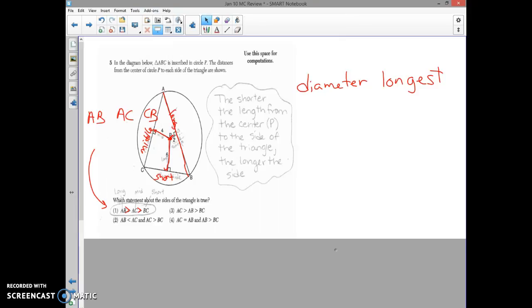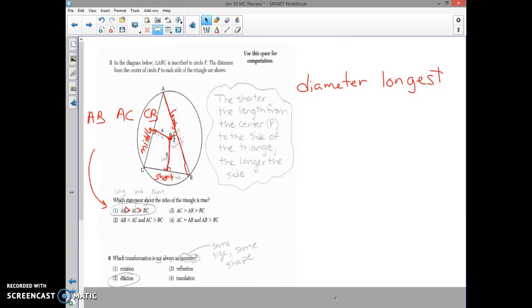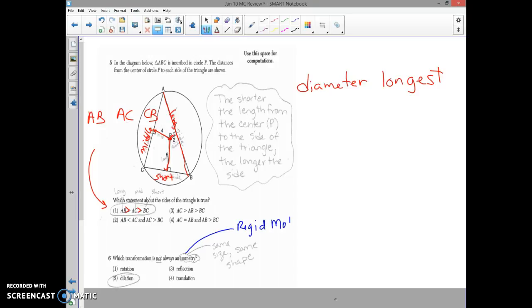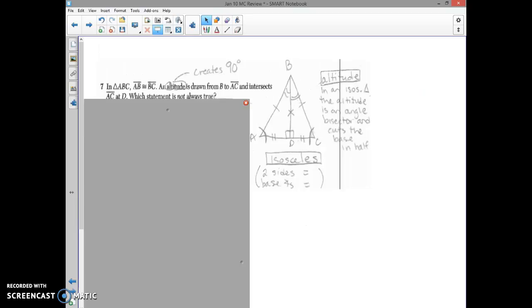So number 6 is really, really short. We don't see the word isometry too much in the New Common Core. An isometry is really a rigid motion. We are very brilliant with rigid motions. An isometry keeps the size and the shape the same. All of these transformations keep the size and the shape the same except the dilation. Dilation creates similar triangles.